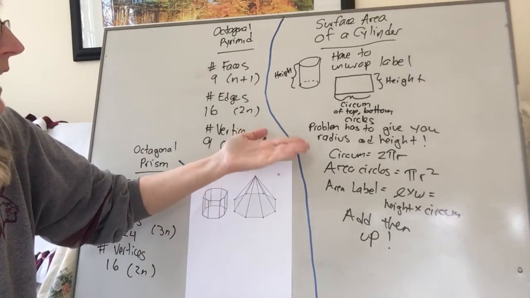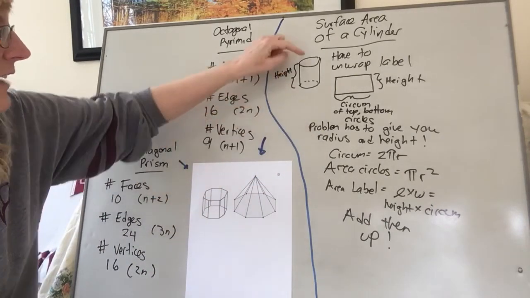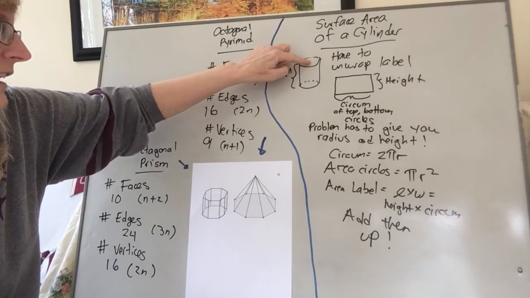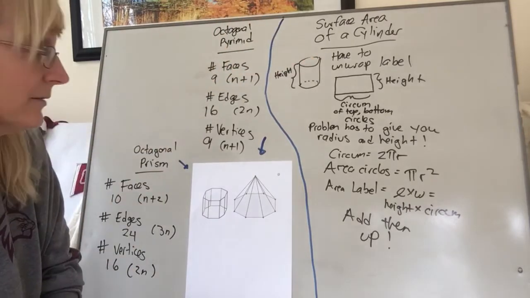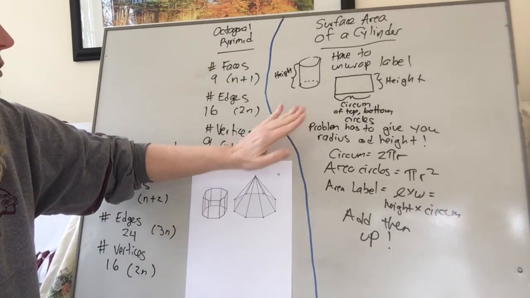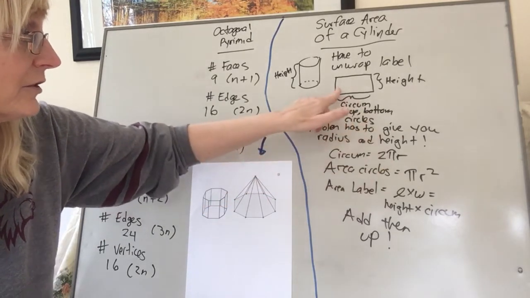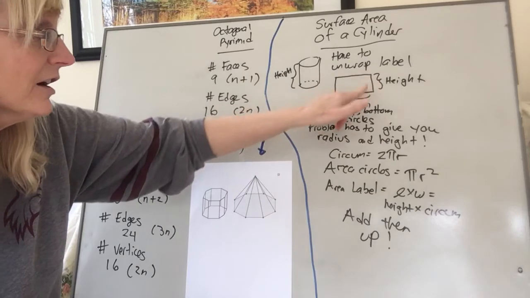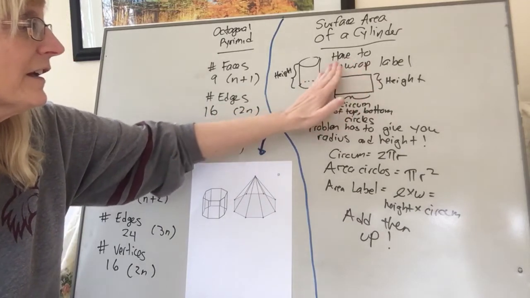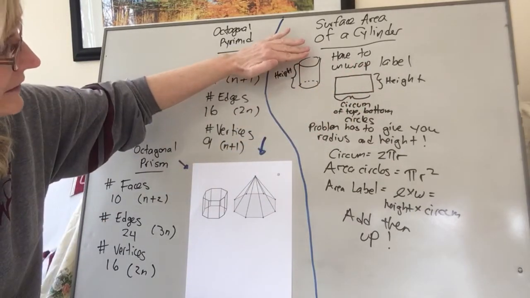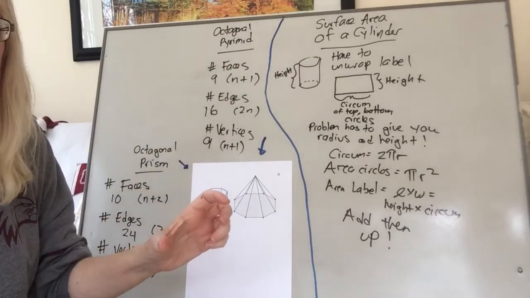So the problem has to give you the height, and it has to give you the radius or maybe even the diameter of the circles on the top and the bottom. So you can figure out the circumference, because if they give you the radius, you can get 2 pi r. So therefore you're going to know this dimension, and they give you the height, so you're going to get the surface area of the label. But then you also got to get the top and the bottom circles to get the total surface area.